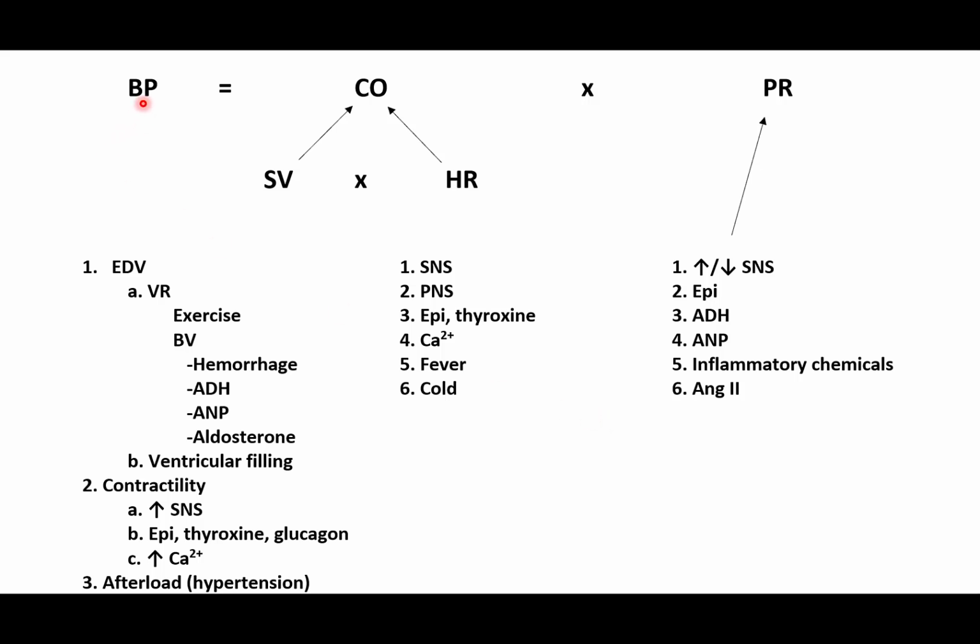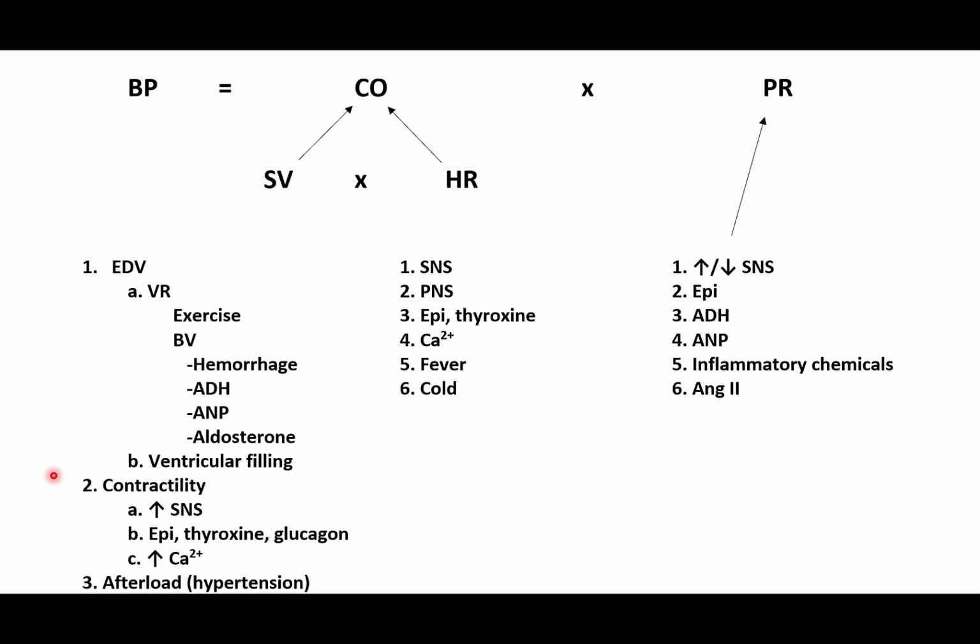So across the top, we see blood pressure is equal to cardiac output times peripheral resistance. And we said that cardiac output is equal to stroke volume times heart rate. So we saw that by regulating stroke volume, we could regulate cardiac output. By regulating heart rate, we could regulate cardiac output. And now we've just learned if we regulate cardiac output or peripheral resistance, that will have an effect on blood pressure. Now, the way we read this chart is everything on this far left side, it's under stroke volume.